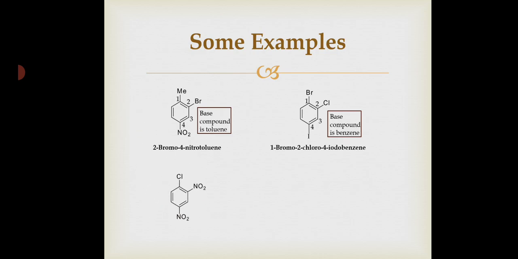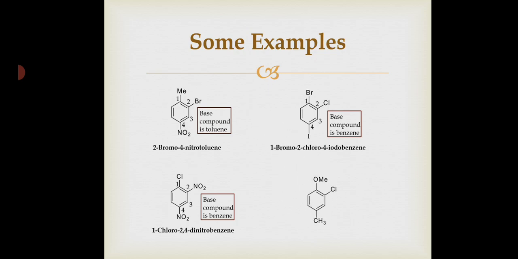Look at this example. Again, the base compound is benzene. So among chloro and nitro, if you see the priority table given in my video 8, then you will see that chloro gets preference over nitro. So the numbering goes like this, and the name of the compound is 1-chloro-2,4-dinitrobenzene.